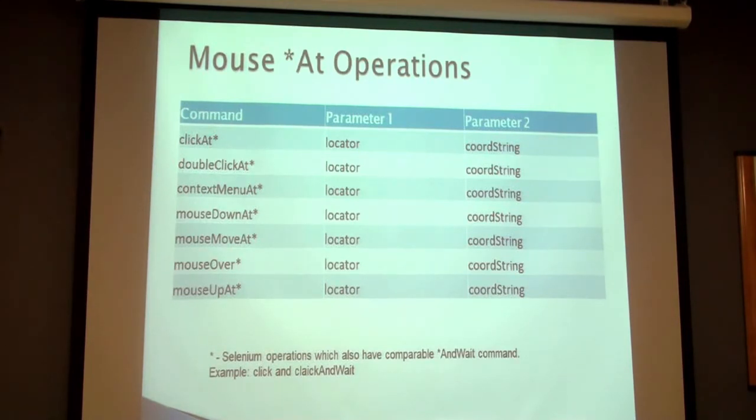So specifically, why would you want to do something like that? Why would it matter which pixel inside an element you want to click at? You want to be precise.